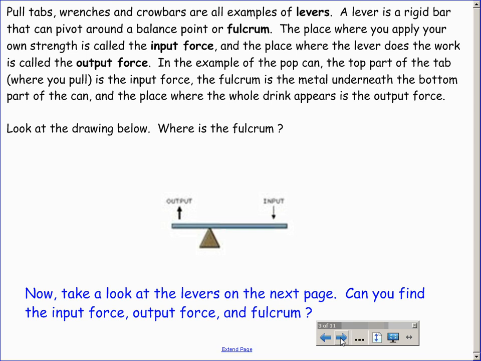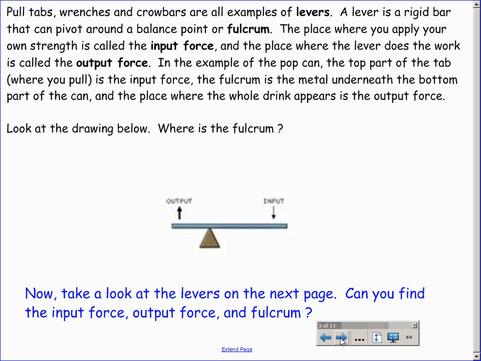Pull tabs, wrenches, and crowbars are all examples of levers. I'll be saying lever. A lever is a rigid bar that can pivot around a balance point or fulcrum. The place where you apply your own strength is called the input force, and the place where the lever does the work is called the output force.